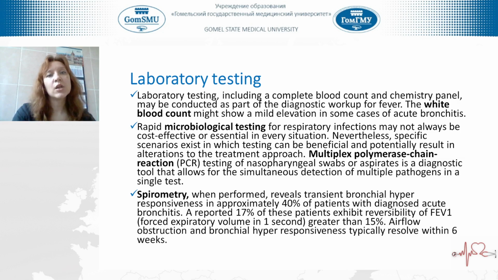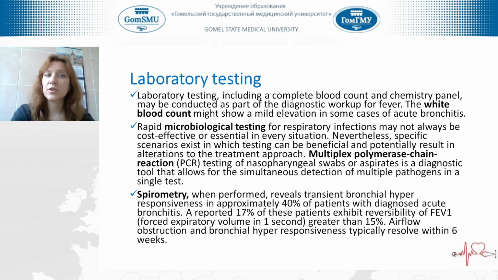Laboratory testing, including complete blood count and chemical panel, may be considered a part of the diagnostic workup for fever. The white blood count may show a slight elevation in some cases of bronchitis. Rapid microbiological testing for respiratory infections may not always be cost-effective or essential in every situation. Nevertheless, specific scenarios exist in which testing can be definitive and potentially result in a change to the treatment approach.